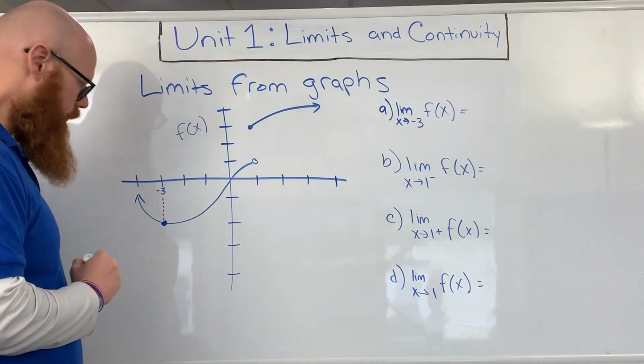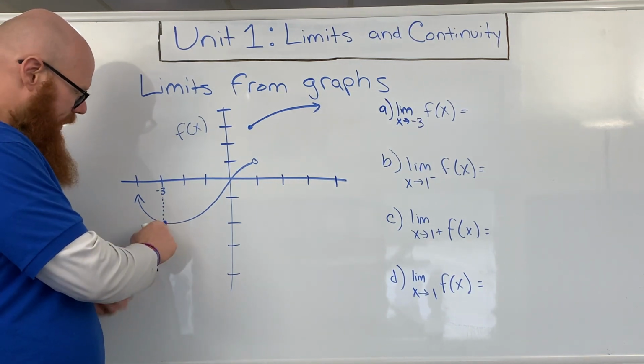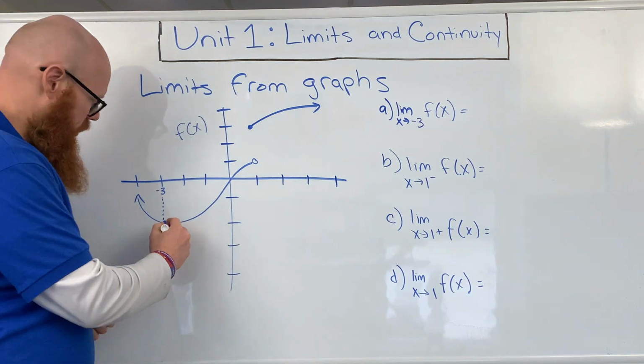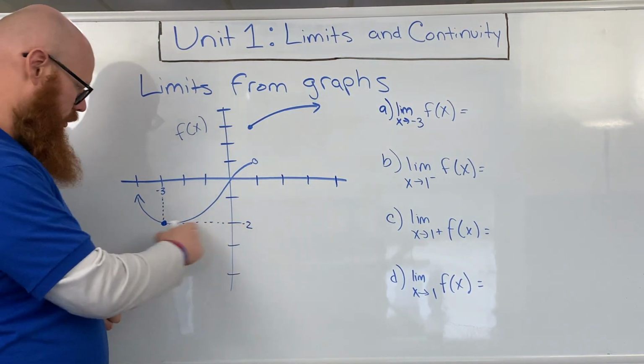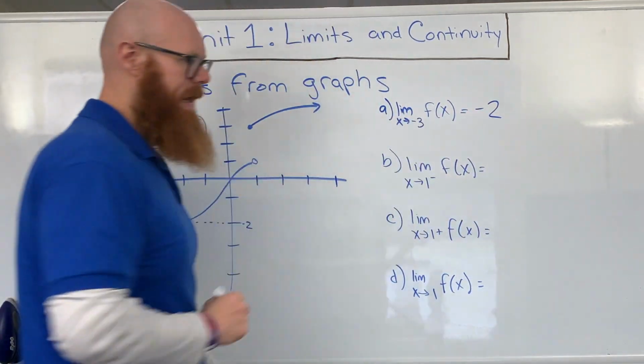First of all, the limit from the left and the right are meeting up at that point, and it's a solid point. So really there's no issues here. All we have to do is look over, and that looks like a value of -2. So our limit is simply going to be -2.